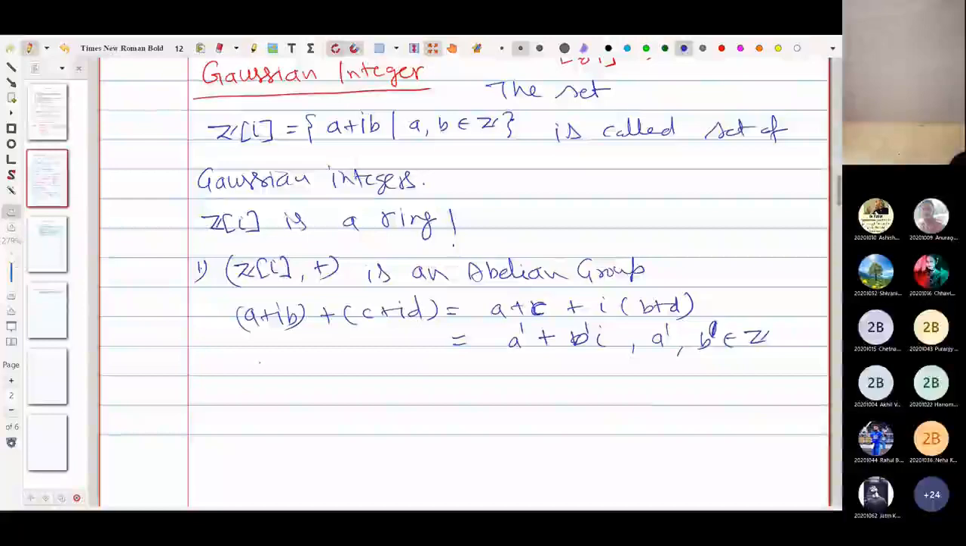Second thing: all the other things you can prove, okay? I'm not going to prove it. You have read and understood it in group theory. Second thing is that Z[i] under multiplication is a semi-group.